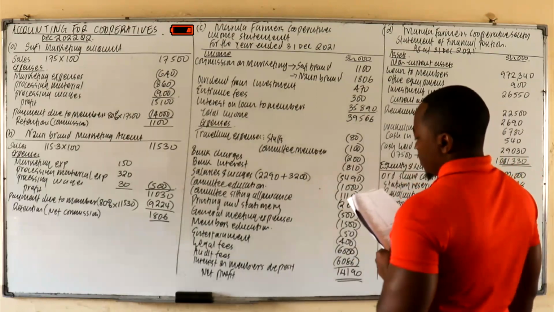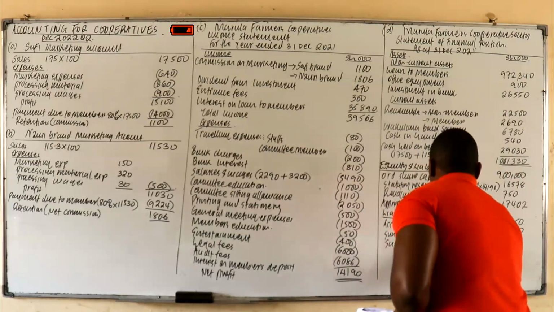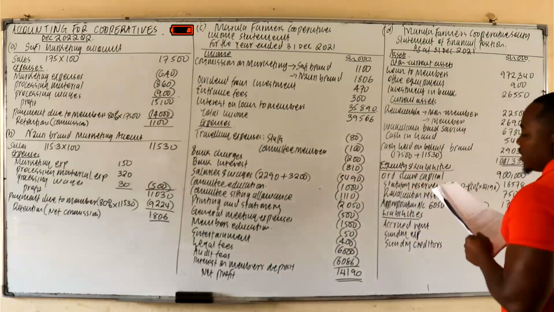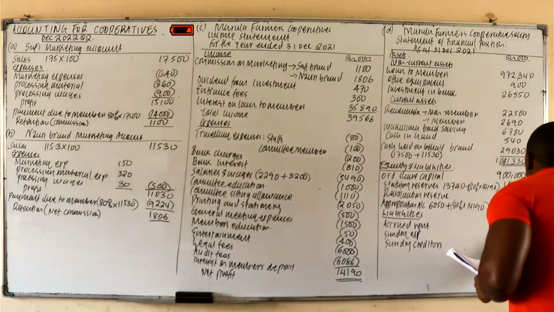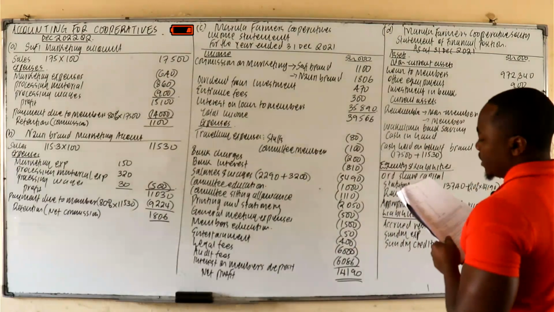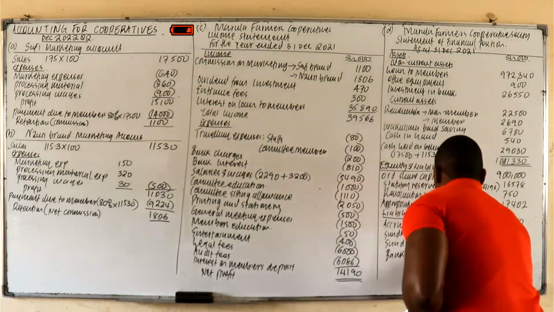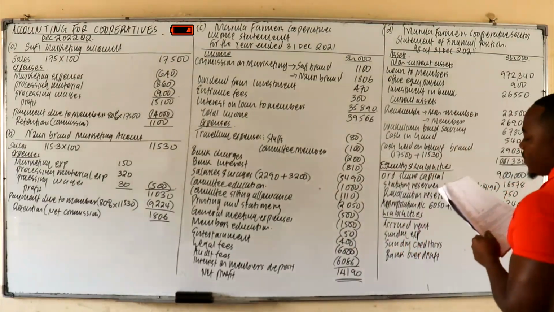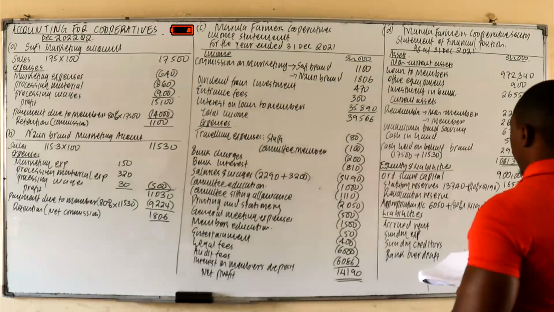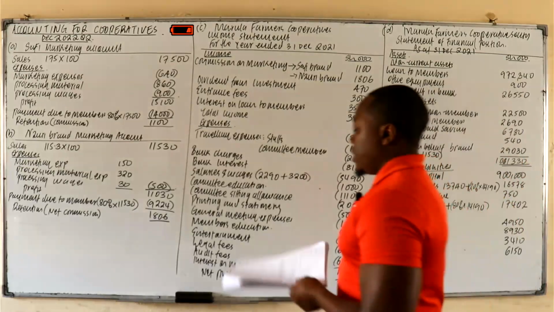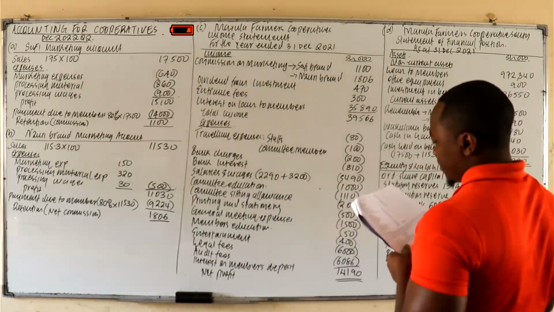And there was also sundry creditors, an amount of 3410. Then we have bank overdraft. For the bank overdraft, it's an amount of 6150. We have other liabilities.